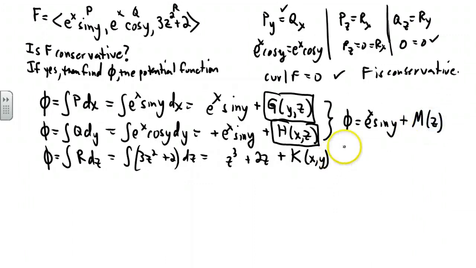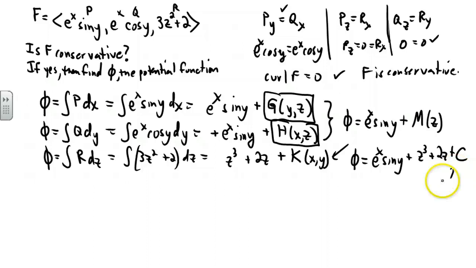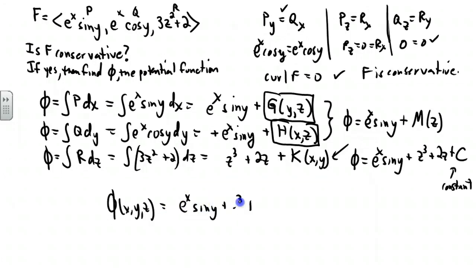And then looking down here at the third one, we can say what that function of z is. So we have e to the x sine y, and then plus the z cubed plus 2z. And then we can just add a random constant. Okay, and so that's your potential function that has F as its gradient. It's e to the x sine y plus z cubed plus 2z plus a constant.